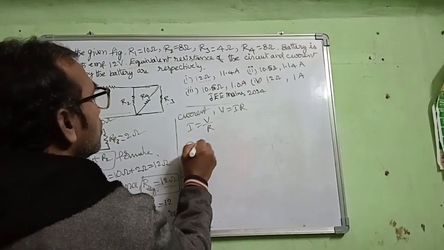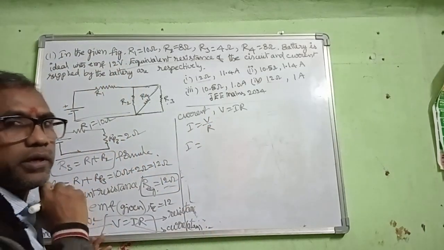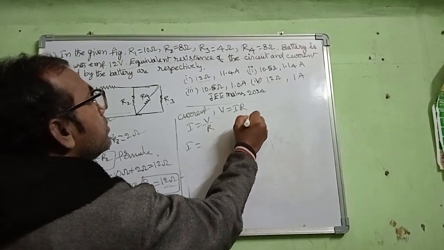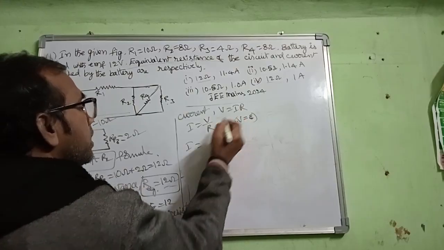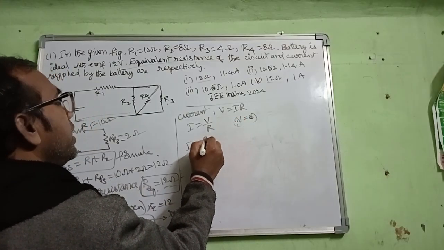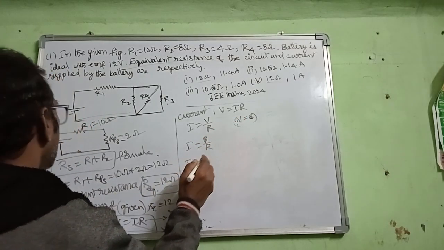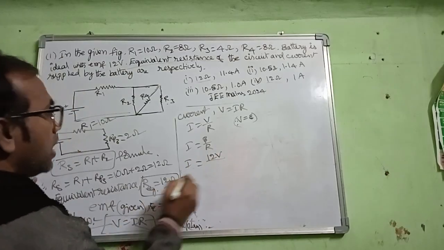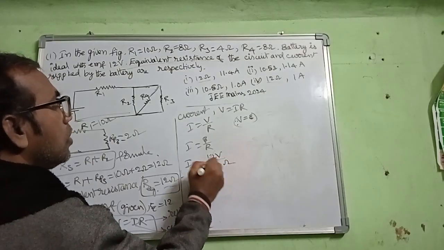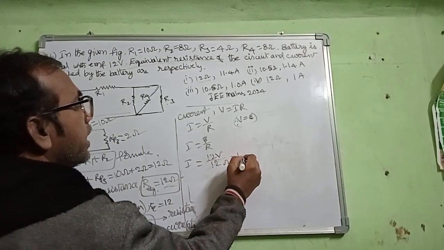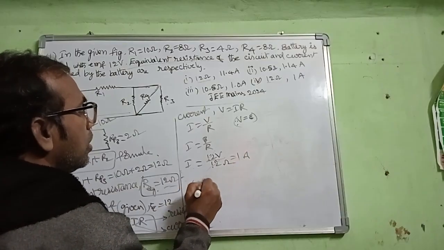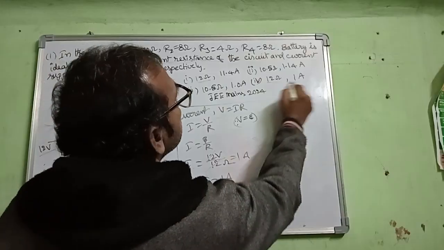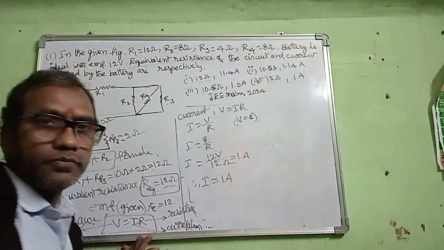Here the potential difference is nothing but the EMF, since V equal to epsilon. So I equal to E by R, which is 12 volt by resistance 12 ohm. So 12 gets cancelled, and the current I equal to 1 ampere. So where is 1 ampere? This is the fourth option.